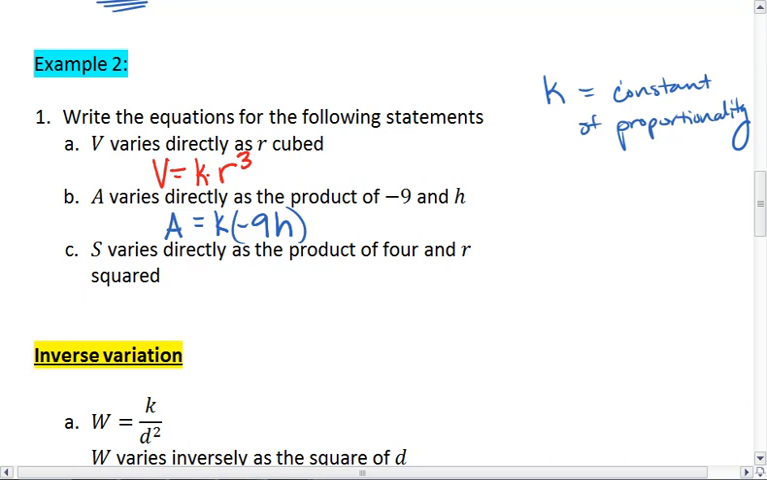And in part C, s varies directly as a product of 4 and r squared. So s equals 4 times r squared, again times some constant of proportionality k. And those are your answers for example 2. In general, I want you just to recognize that you have varies directly, varies directly, varies directly, meaning you use the constant of proportionality k times whatever is being varied directly by.